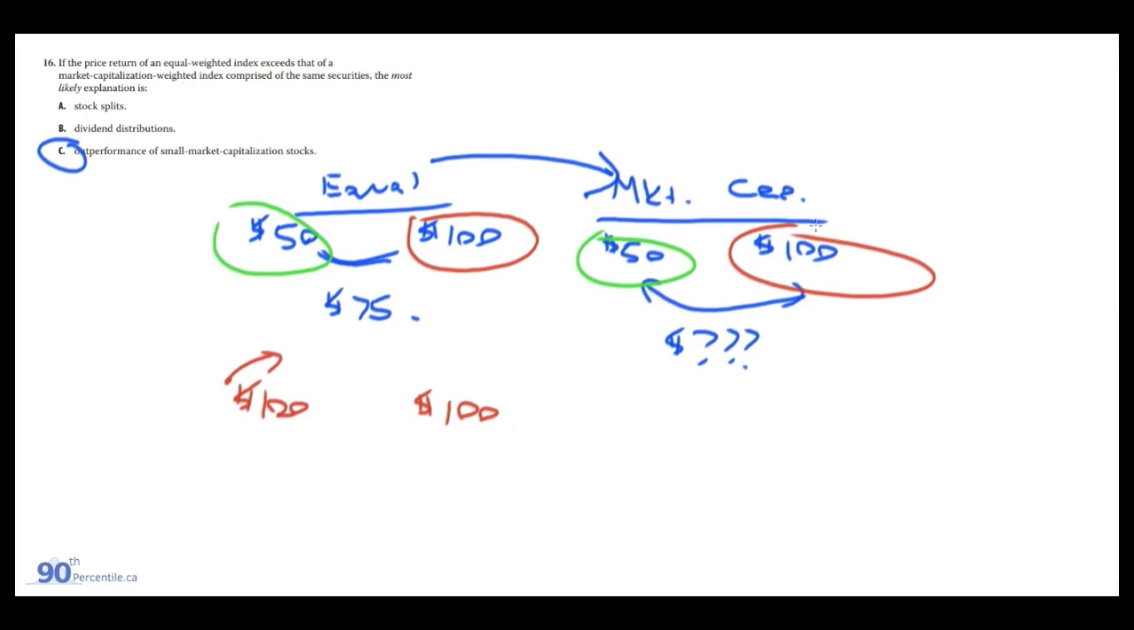Whereas let's say in the market cap weighted index, this $100 stock was like 90% of the index. It's like 9 times the market cap. Whereas this one was 10%. If this 50 bucks here went up to $100, it's not really going to make that much of a difference on the price return of the market cap weighted index, right? Because this one is just such a bigger portion of the index, and therefore such a bigger portion of returns are dependent on this stock. So in this case, we must have had some small cap stocks outperform.